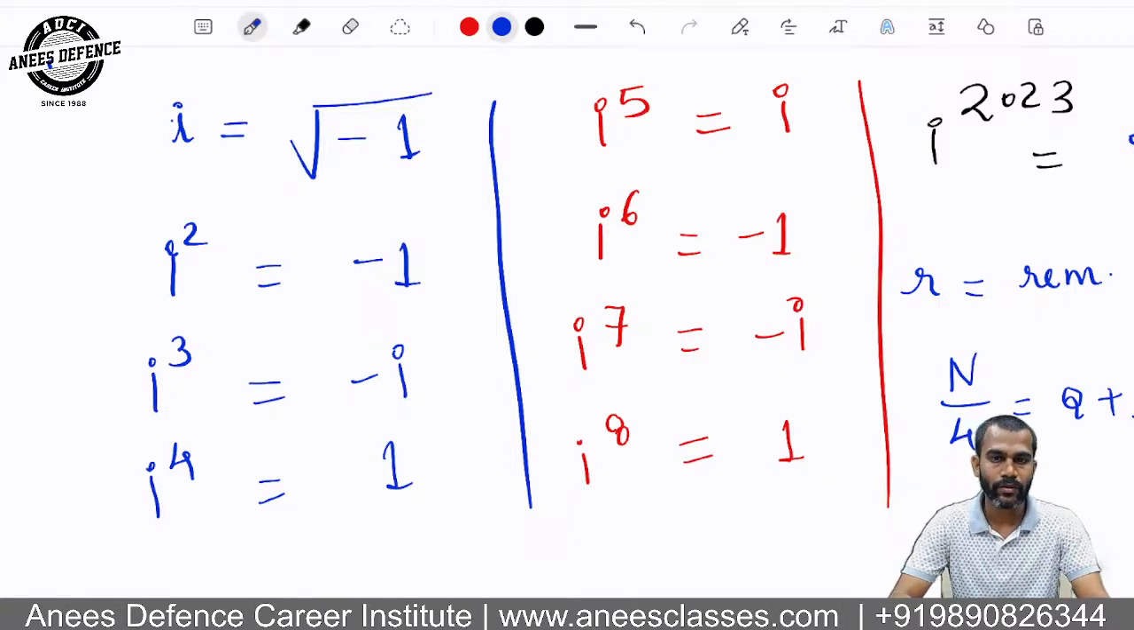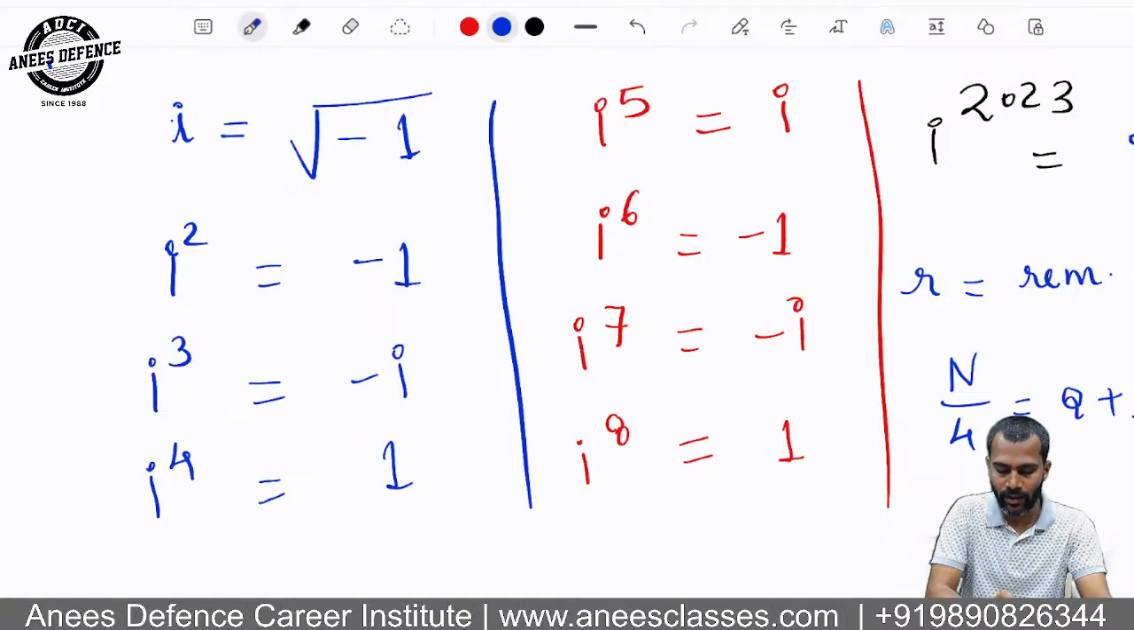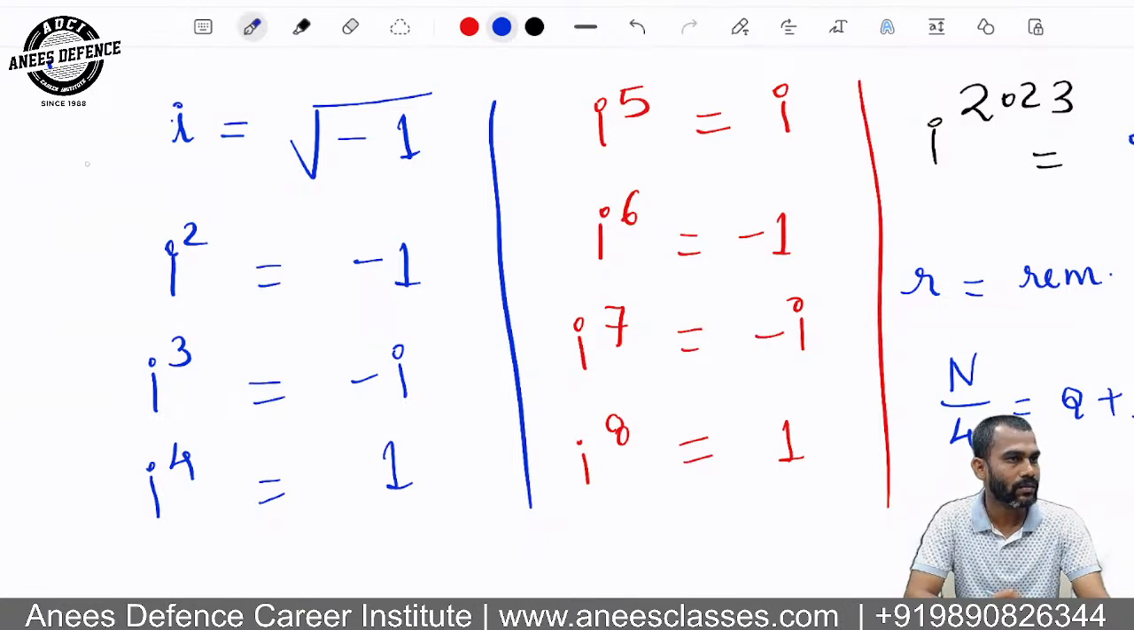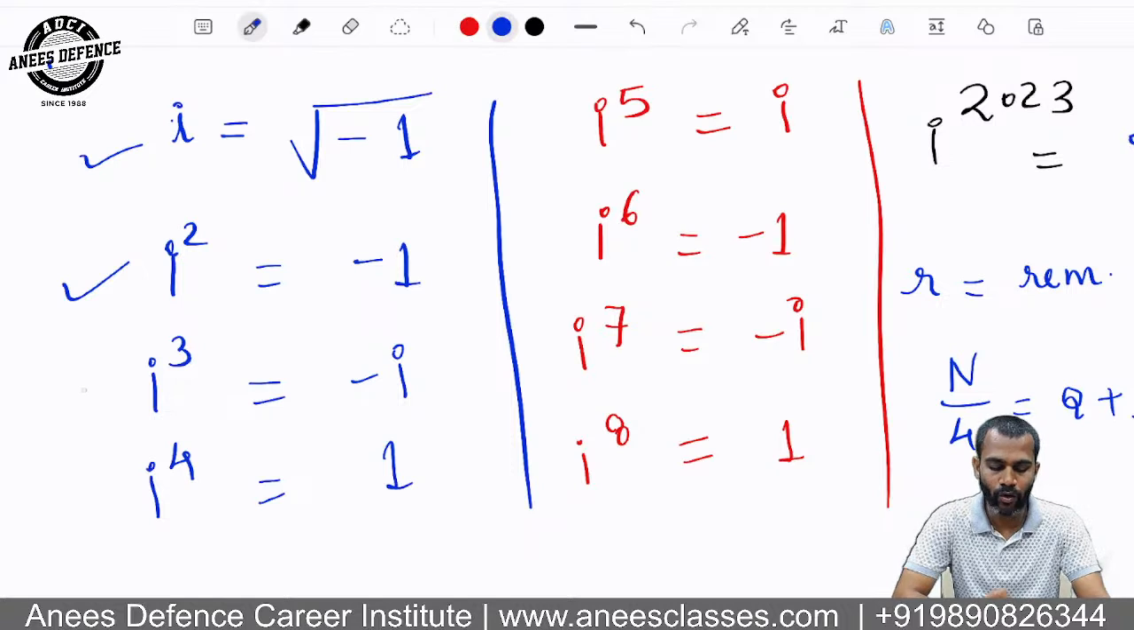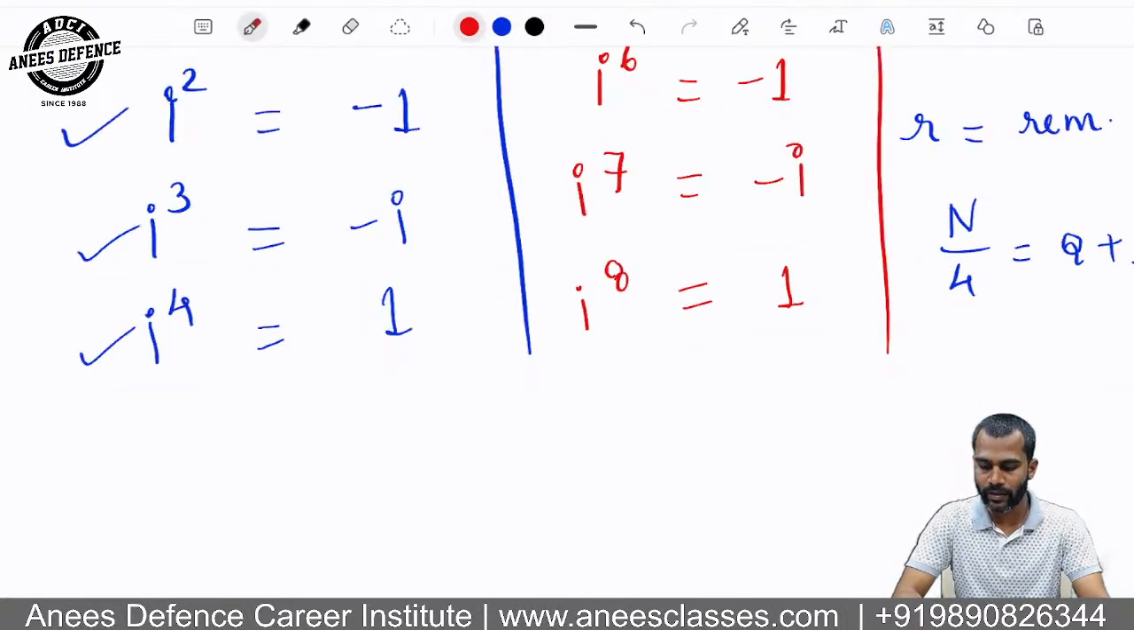Is there any doubt? I hope it is clear. Okay, very good. So remember this one, iota is nothing but under root minus 1. Iota square is minus 1. Iota cube is minus iota, and iota raised to 4 is 1. Is there any doubt? No, sir. Shall we move ahead? Yes. Okay. So please remember it.